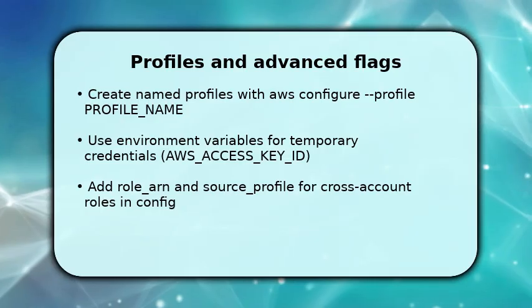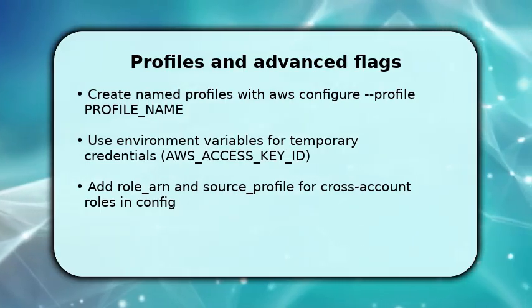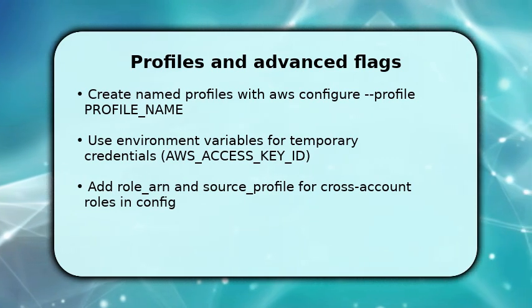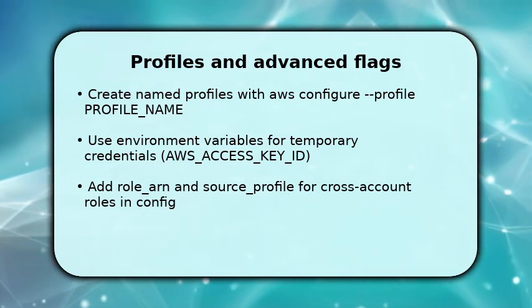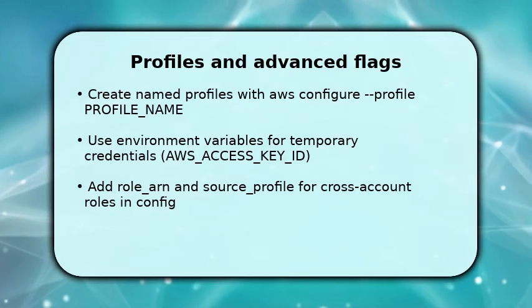To access cross-account resources, edit /oz/config and add role_arn plus source_profile under the profile block. Make sure to reference the profile with --profile or set AWS_PROFILE so commands target it.